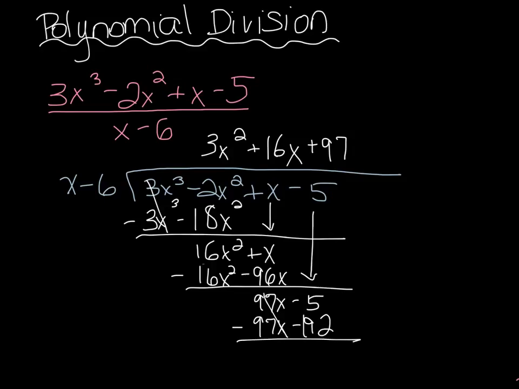When I subtract, the 97x cancels. Negative 5 minus a negative 192 means plus. So that's going to give me a positive 187. That's my remainder. So that means that x minus 6 is not a factor of 3x to the third minus 2x squared plus x minus 5 because it's not evenly divisible.